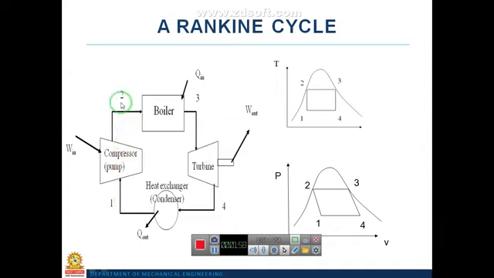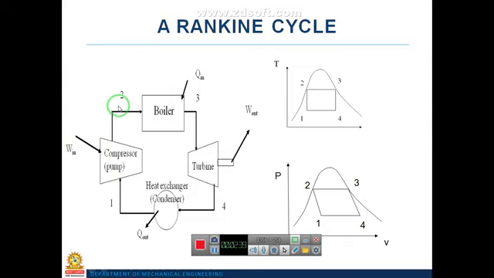Process 1 to 2 takes place in the compressor or the pump. Generally, it is called the feed pump. Here in the pump, we are pumping the water coming from the condenser to the boiler with the help of this feed pump. So the 1 to 2 process is the pumping process or compressor process.